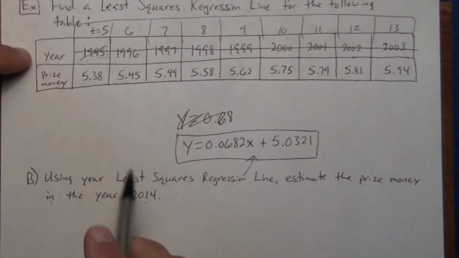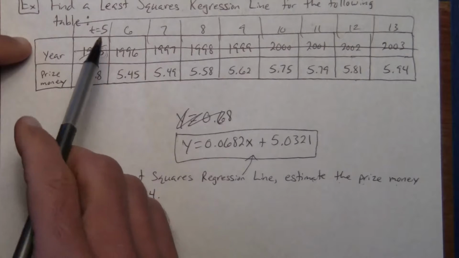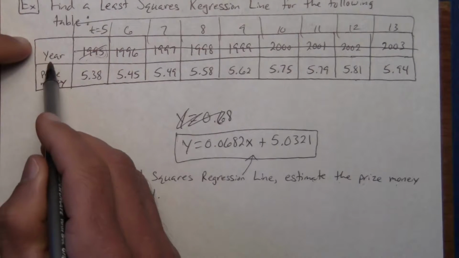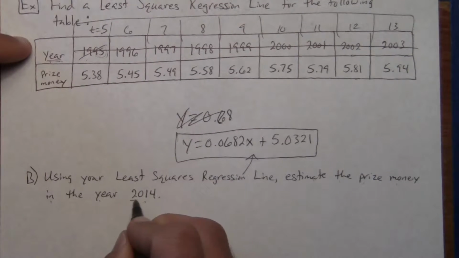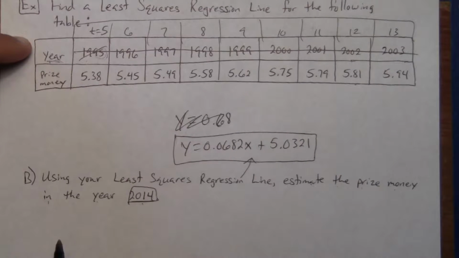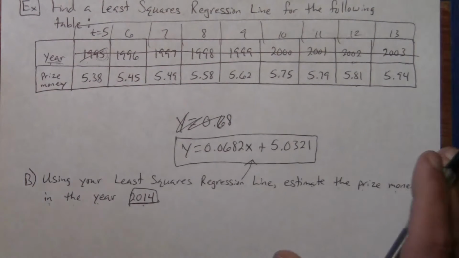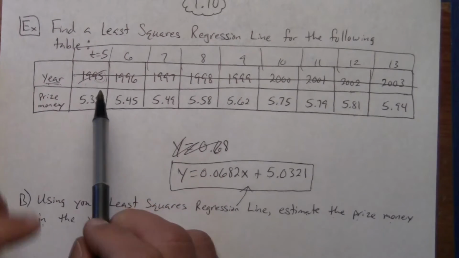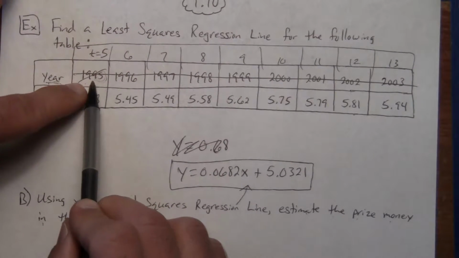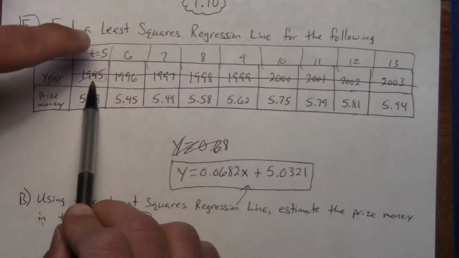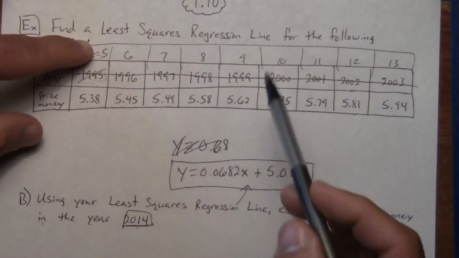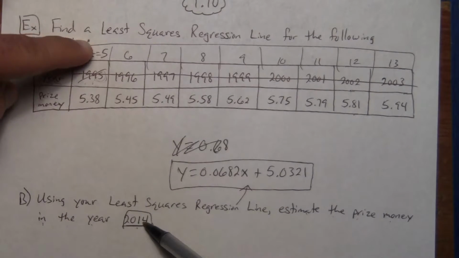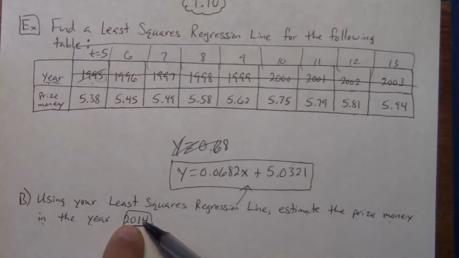Remember what you were doing when you were entering this into the table. You were putting the x values in for the year. So that means this is representing an x value. They want us to find the prize money, which is a y value. Also remember what you did up here. This was 1995. We didn't actually enter 1995 in for the x value. We entered 5 in. So I have to think about what number is x if it's the year 2014.